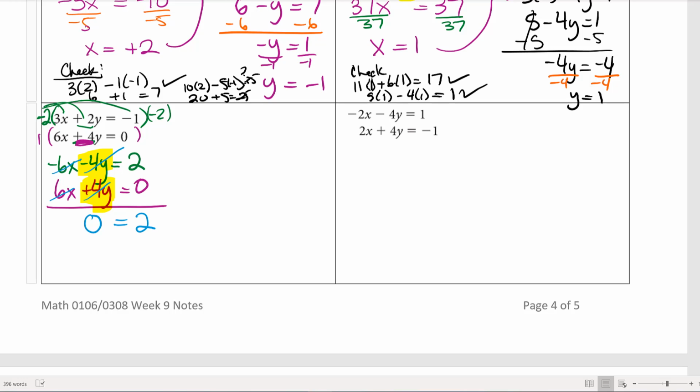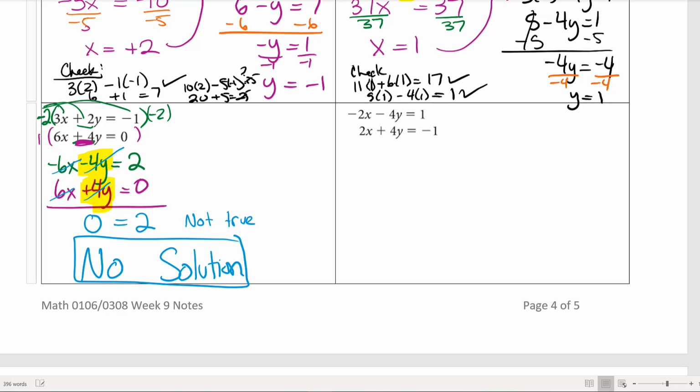Whenever all the variables drop out, you can't solve for a variable, and so you know you have either a special case of no solution or a special case of infinitely many solutions. The way we decide is we look at this. Is this a true statement or a not true statement? Well, this is not true. So my solution is no solution. You could also just write that symbol, the 0 with the slash through it, which doesn't mean 0, it means no solution.